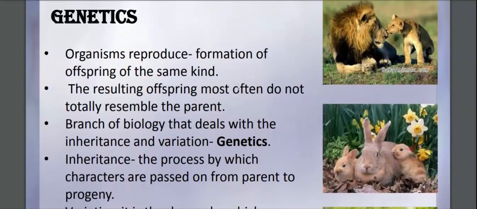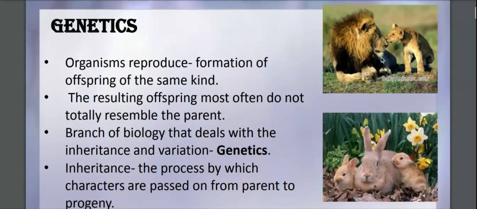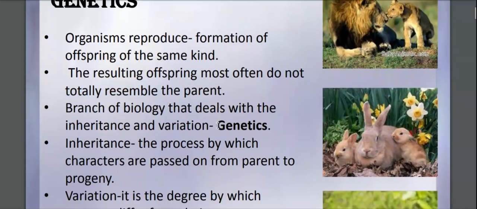The first thing that we need to know is that organisms, when they reproduce, their offsprings resemble the adult. So, in these lovely pictures that you can see here, the young one of a lion resembles the lion, the young one of a rabbit resembles the rabbit. So, there is resemblance to the parent. Yet at the same time, there is no total resemblance to the parent. So, the branch of biology that deals with the inheritance and variation is termed as genetics.